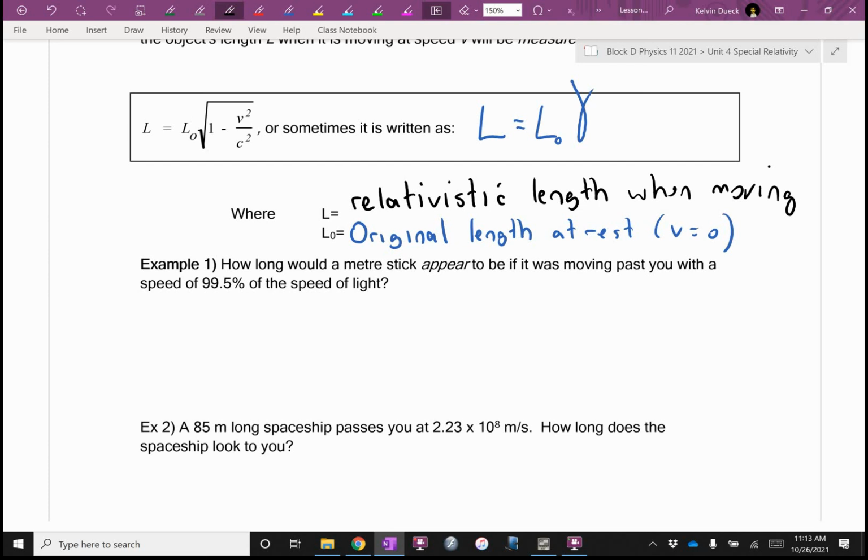That's a good question. So example 1 says, how long would a meter stick appear to be if it was moving past you with a speed of 99.95% of the speed of light? What's this question asking me to find? A length, L or L0? How do you know? Okay. Have we done one of these before? I don't know. Let's fall back on our default. Let's go L equals question mark.